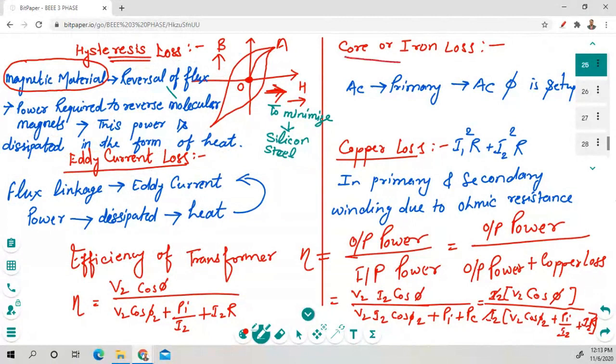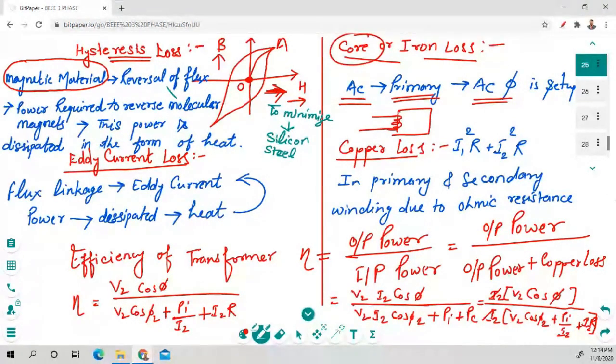Now come to the core or iron loss. What is this core or iron loss? As you can see, we have applied the AC supply to the primary side, and this flux is generated and linked with the secondary side. So we have used the primary side as this core. What is core? There is a primary core and there is a secondary core. So this is a core, primary side and secondary side.